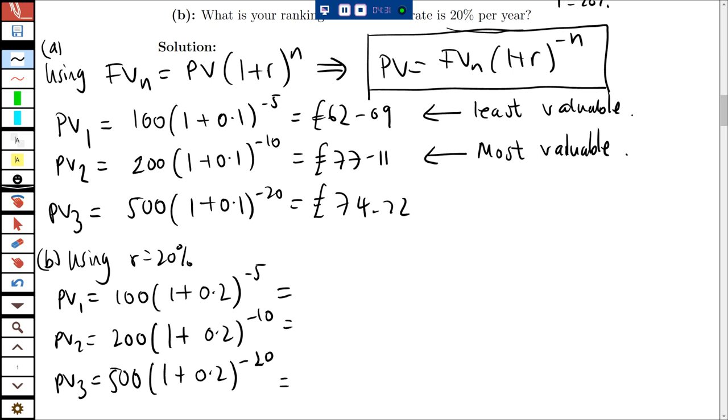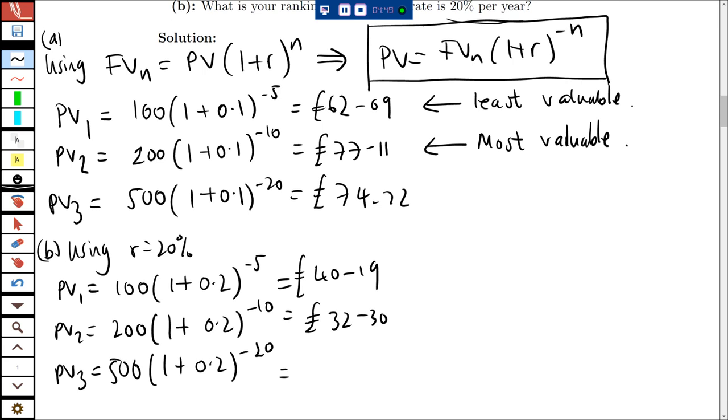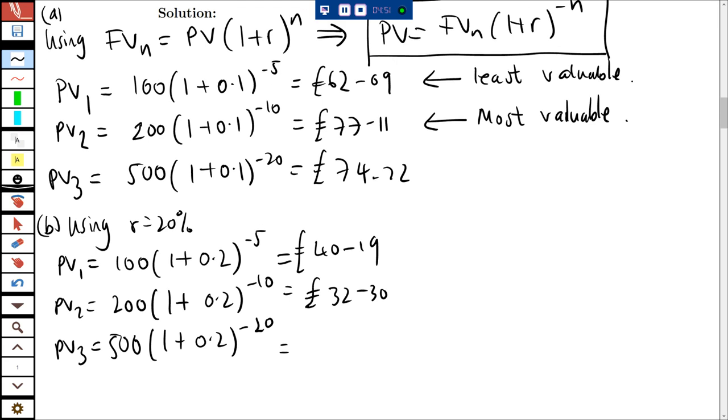And if we put those into the calculator, we would find the first one, the £100 in 5 years, in today's money is £40.19. The second one, which is £200 in 10 years, is equivalent to £32.30 today. And finally, the £500 in 20 years is equivalent to £13.04.